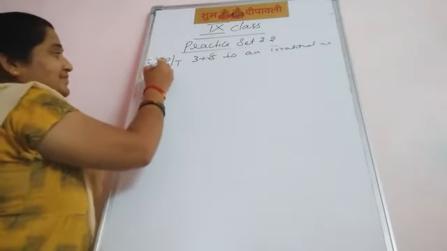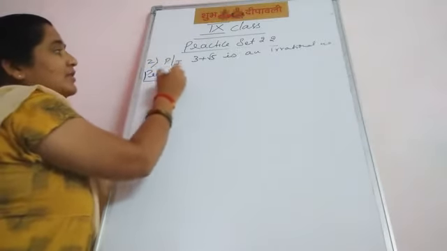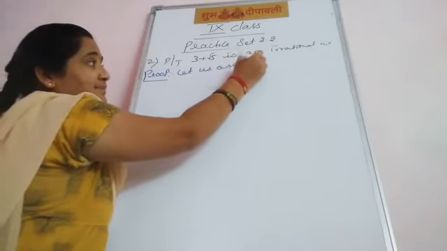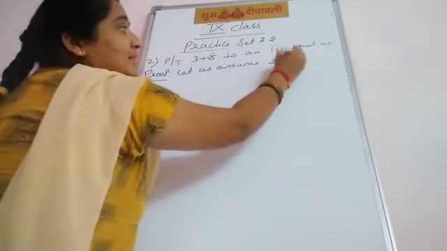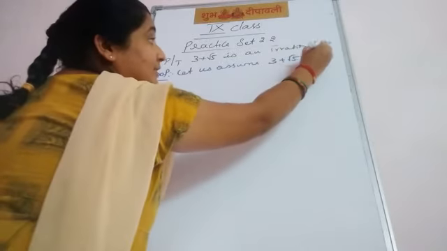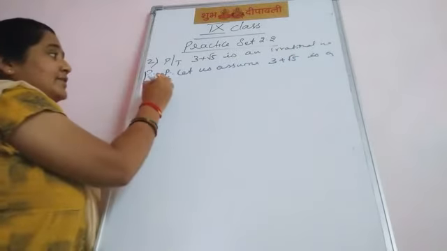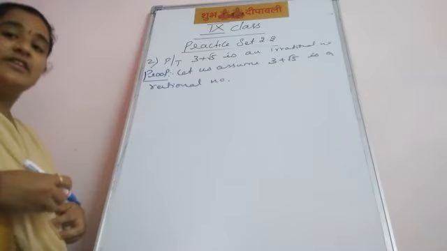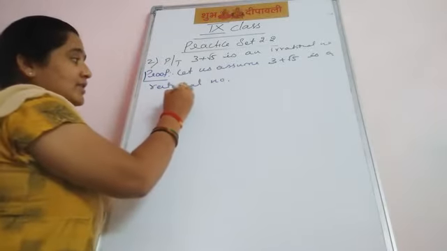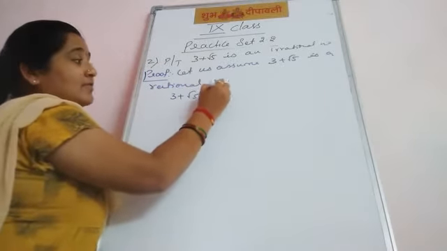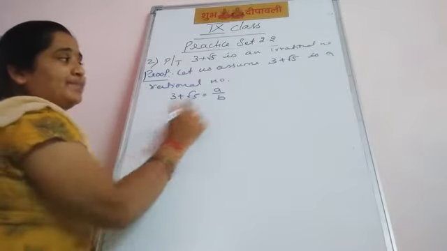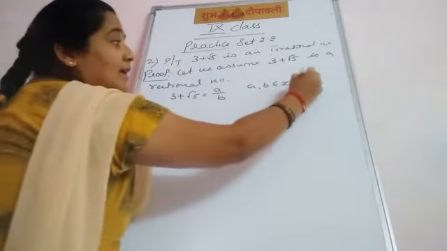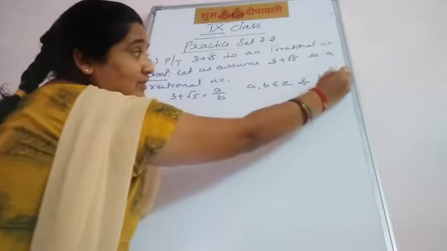Proof. Let us assume 3 plus root 5 is a rational number. From the rational number definition, 3 plus root 5 equals a upon b. Here a, b belong to Z and b not equal to 0.